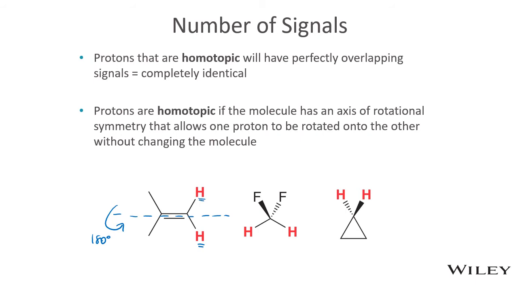For this molecule here, we can draw a line of symmetry right through the middle. Again, if we were to rotate this molecule around 180 degrees, there's no way of telling this proton from this one. They will be exactly the same. For this molecule, we have an axis of rotation here. Again, rotating this molecule around 180 degrees, this hydrogen will easily become this hydrogen, and there's no change in the overall structure of the molecule. So if our molecules contain this axis of rotational symmetry, then it means that we have the potential to have homotopic protons.